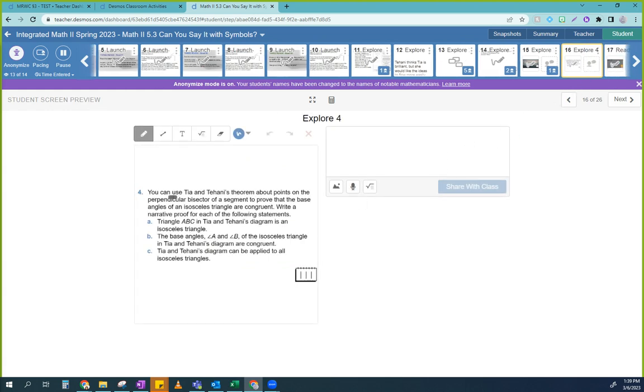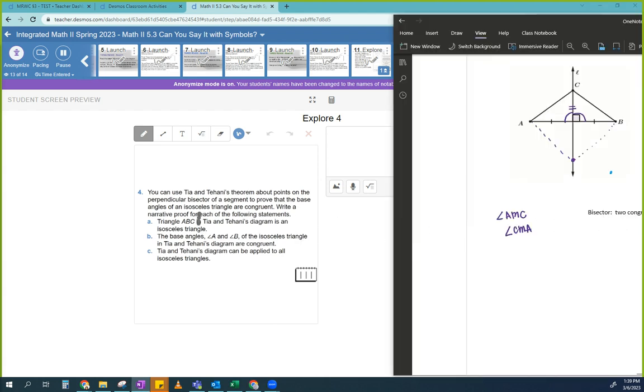Last but not least, you can use Tia and Tahani's theorem about points on a perpendicular bisector of a segment to prove the base angles of an isosceles triangle are congruent. Okay, so wait, what? Let's read this again. To prove that the base angles of an isosceles triangle are congruent, does everybody see the isosceles triangle in this picture? Do you guys remember isosceles? How many sides are congruent in an isosceles triangle?